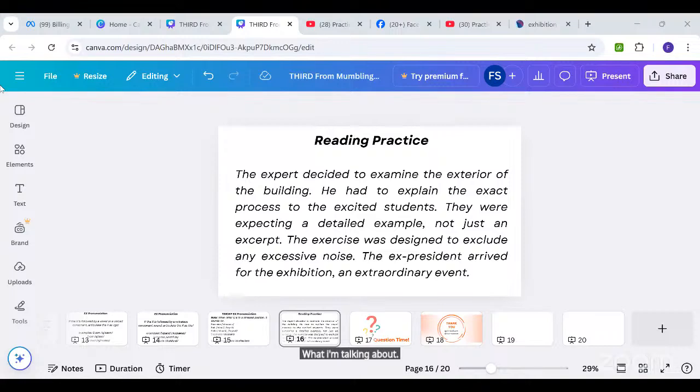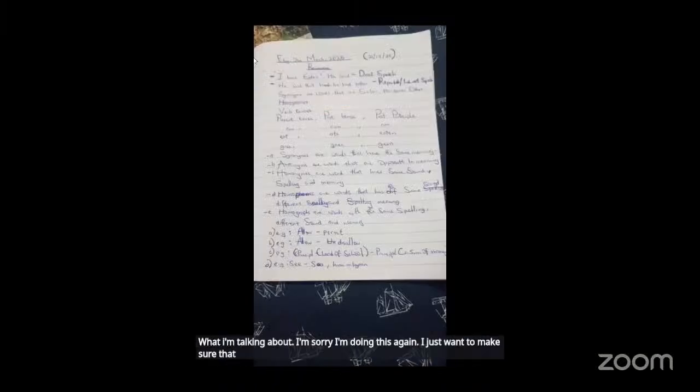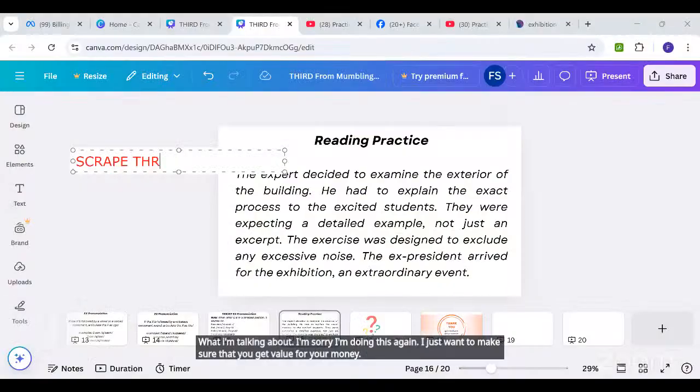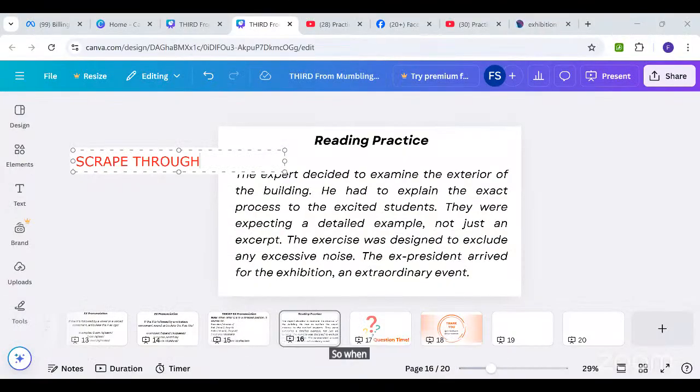Let me quickly share my slide. You can say scrape through. If you scrape through something, let me spell it out so that you can really understand what I'm talking about. I'm sorry I'm doing this again. I just want to make sure that you get value for your money. So when you scrape through, it means that you succeed in doing something with difficulty.